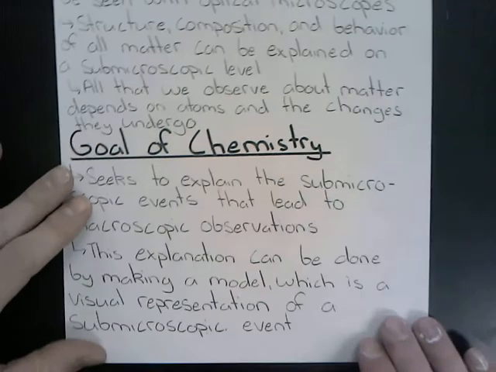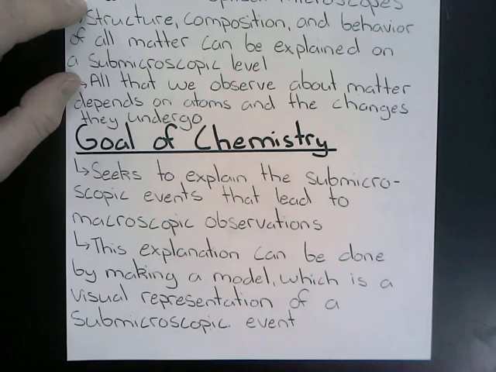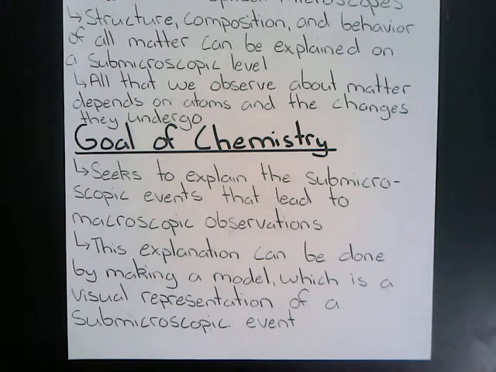All right, so this goal of chemistry is something important to keep in mind as we study these basic topics of chemistry. We're looking for a submicroscopic explanation that leads to those macroscopic observations. So why did we see that acetic acid and vinegar react together and produce those white bubbles and that gas that was emitted? Why can we see that, and what's happening on a submicroscopic level? What is specifically happening to those atoms?